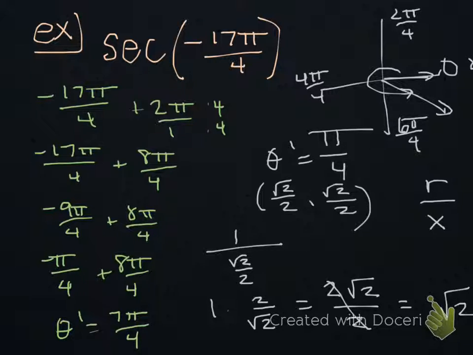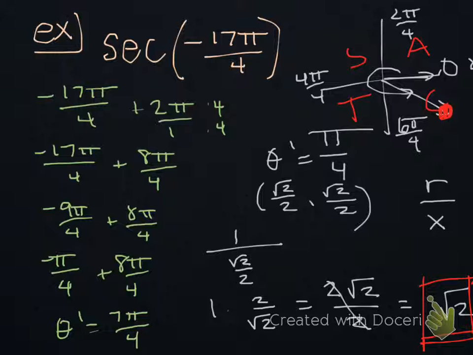Last thing we have to talk about is quadrant 4. So I'm in quadrant 4. And we know that cosine is positive in quadrant 4, which means secant is positive in quadrant 4. So I don't need to change that. So that's our final answer.